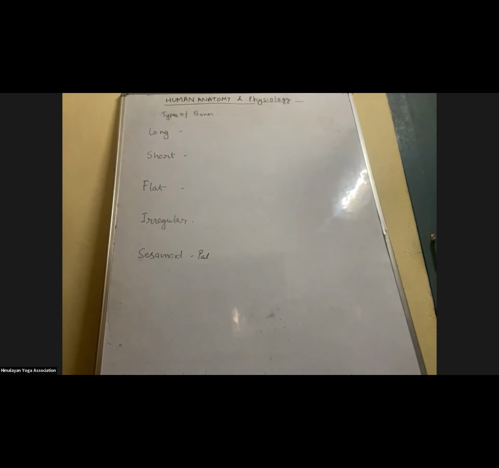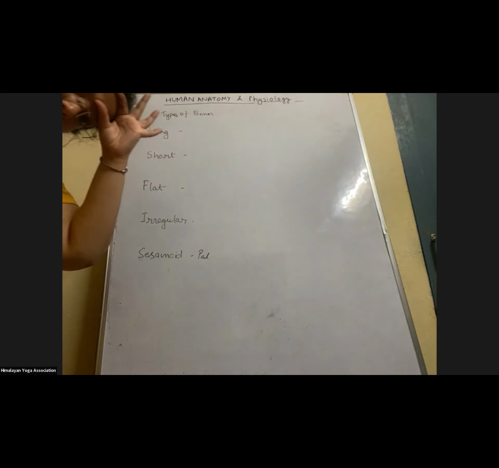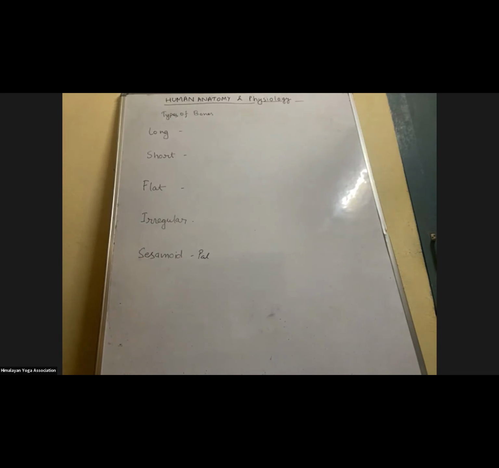So I think this is very clear: long bone, short bone, flat bone, irregular bone, sesamoid. Long bones in the arms: humerus, ulna, radius, and similarly the thigh bone, tibia and fibula. Short: carpals and tarsals. Flat: frontal, all the bones of the skull. Irregular: vertebral column bones. Sesamoid: patella. I think this is very clear to you. If you have any doubt, you can ask.